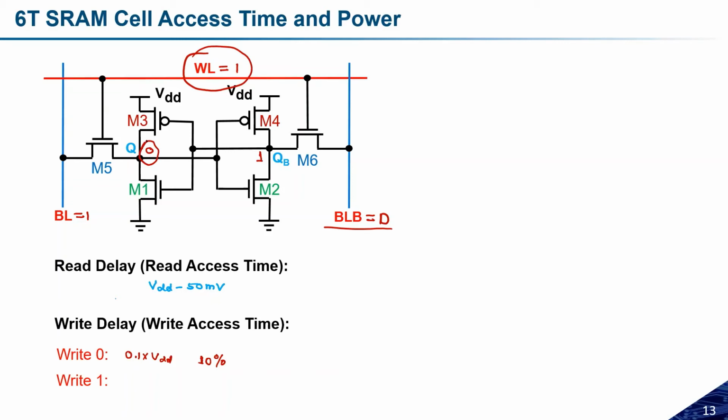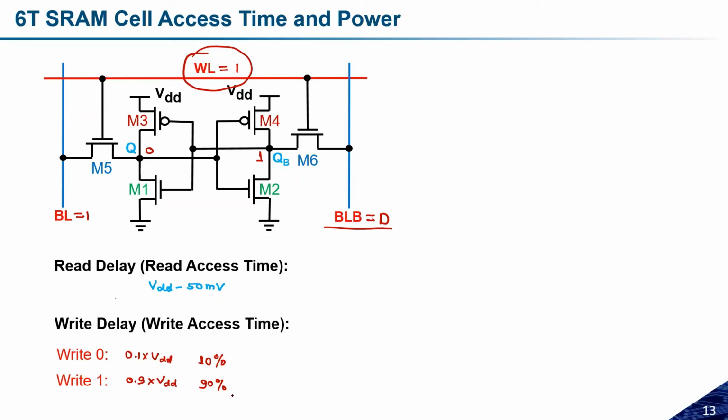So the time taken to reach up to 90% of its value. Initially it is 0 volt, because Q is equal to 0. So simply, the time taken to reach up to 90% of its value, we can call it the write 1 access time. So 0.9 times VDD, or 90% of its original, initial value. Okay, so this is how we can calculate.